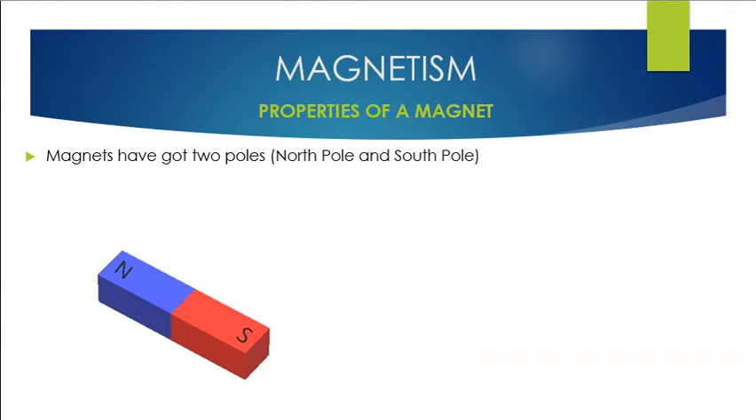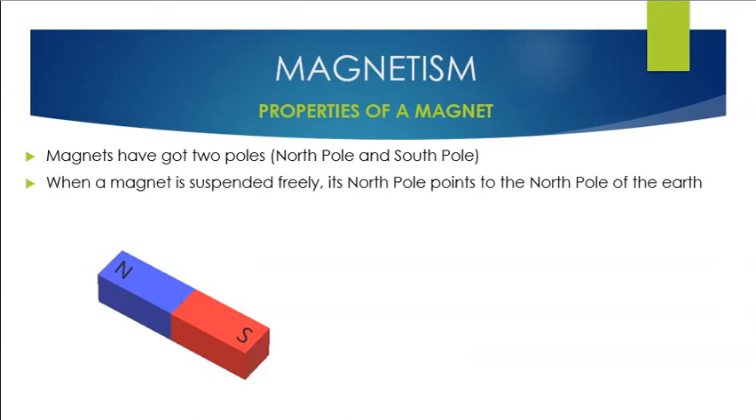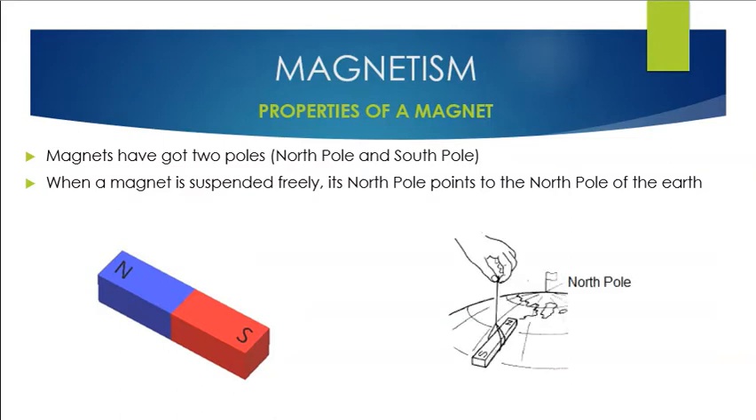Another property is that when a magnet is suspended freely in the air, such that it can rotate without any obstruction, the north pole of the magnet aligns itself with the north pole of the earth. Why is it like this? Well, some say that this is because the earth has a big bar magnet inside that is a bit inverted. So at the north pole we've got a south pole, and at the south pole we've got a north pole.